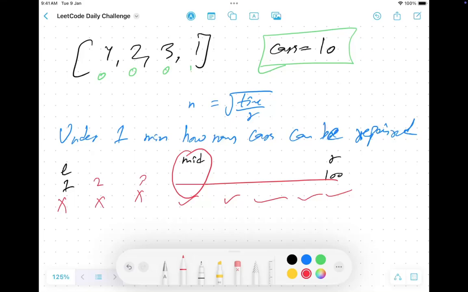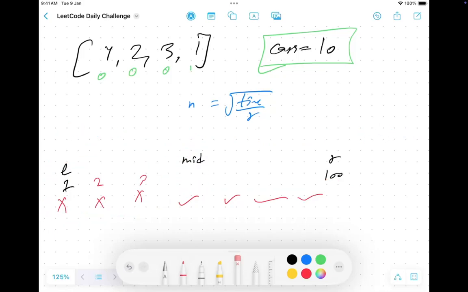For 10 cars, I can give a surety that 100 minutes is more than sufficient, but we want to find the minimum index. So can we apply binary search? Because up to some index there are crosses, and after that index there are ticks, so we can surely apply binary search, right?